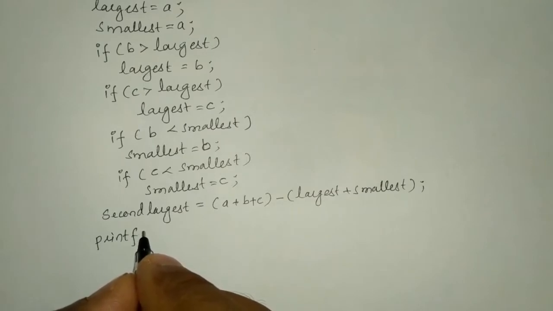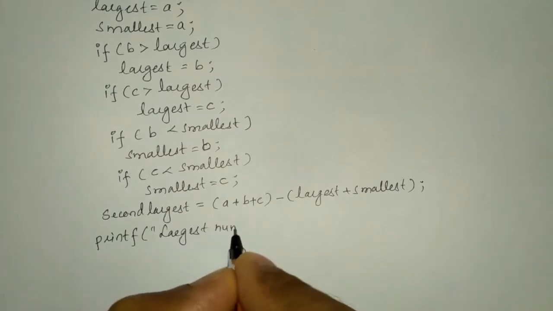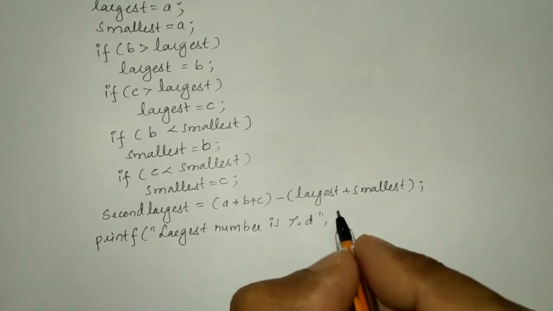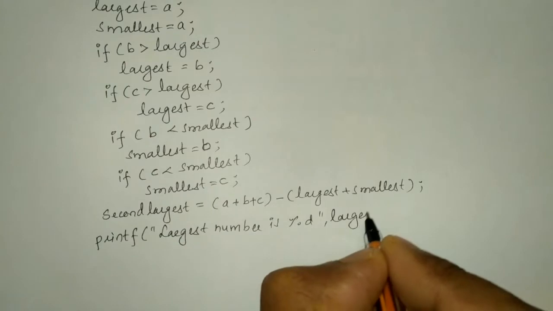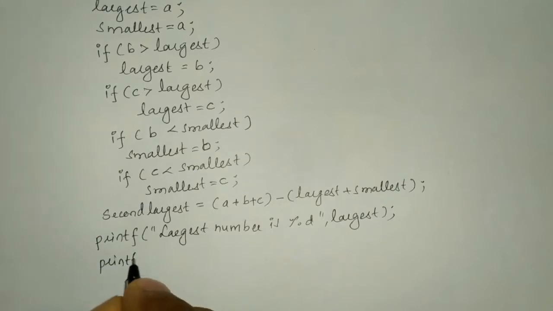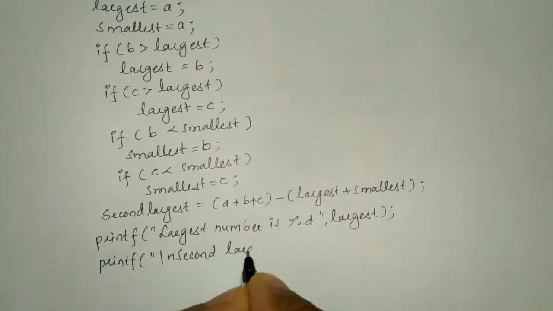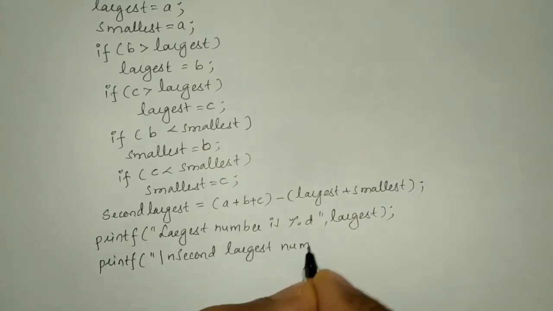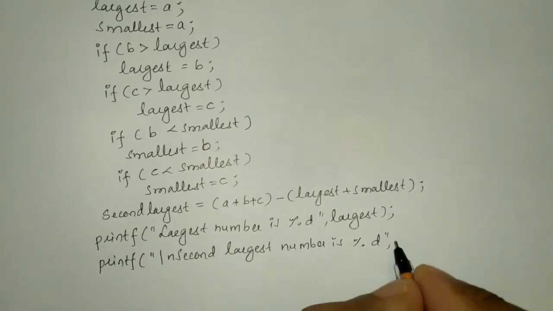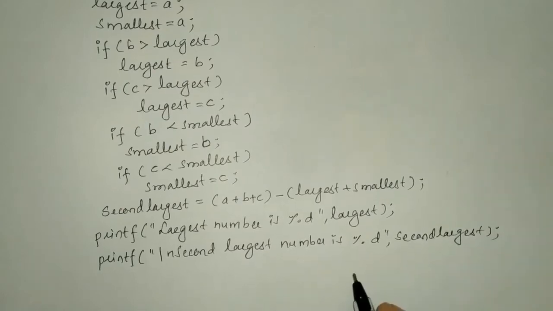Now we are going to print all these three values. So printf, and here I'm going to write in a double quotation mark largest number is %d and the double quotation mark, comma, here I'll write largest, close the bracket and put semicolon. Next printf statement, I'll write in a double quotation mark \n, second largest number is %d and the double quotation mark and the variable secondlargest, close the bracket, put semicolon.